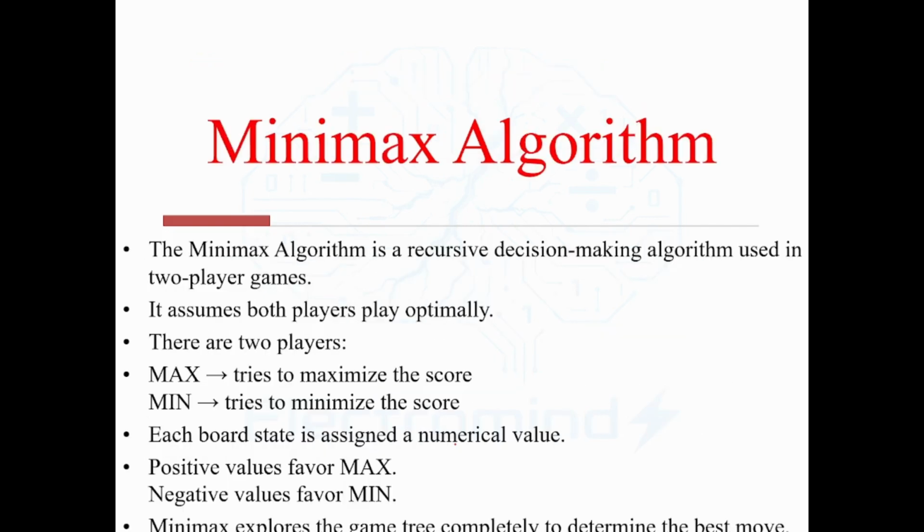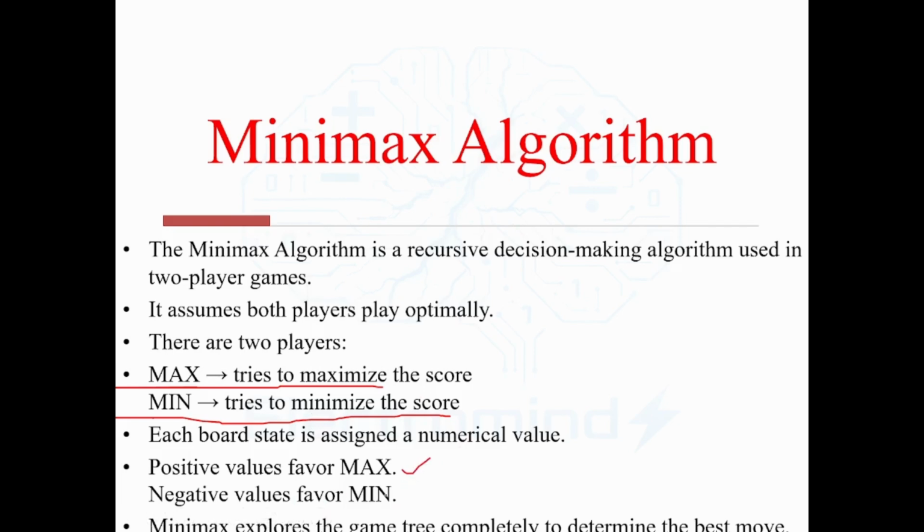Now let's move to the most important part of adversarial search, the minimax algorithm. The minimax algorithm is a recursive decision-making algorithm used in two-player games. It assumes both players are playing optimally. There are two players involved. The first player is Max, who always tries to maximize the score. The next player is Min, who always tries to minimize the score, from the Max player's point of view. Each board state is assigned a numerical value. A positive value favors Max.